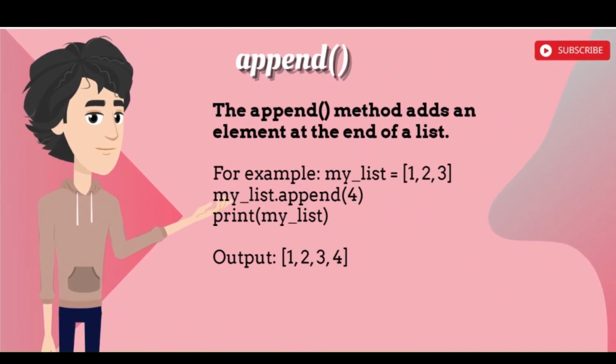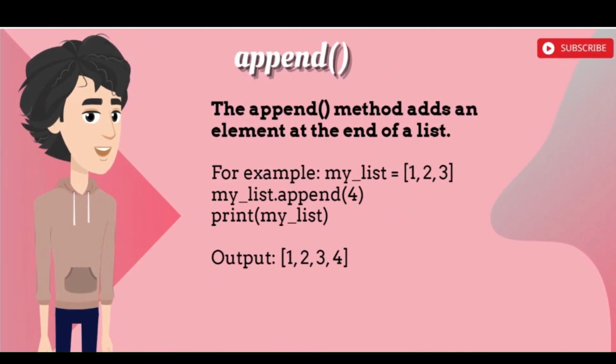Append. The append method adds an element at the end of a list. For example, my_list equals 1, 2, 3, my_list.append(4). Print my_list. Output, 1, 2, 3, 4.